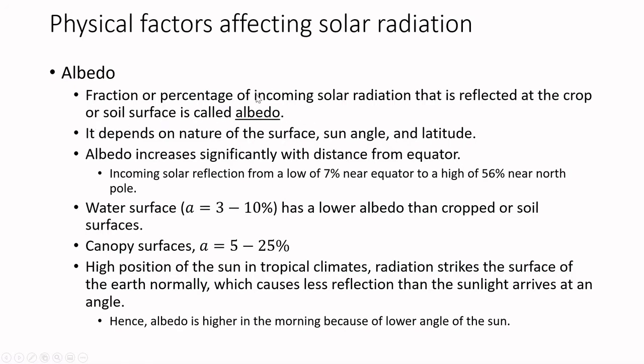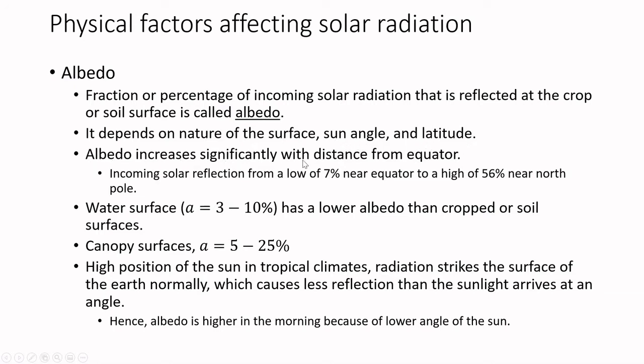So albedo is about sunlight from the sun that is reflected back from the surface of the earth, okay? So this is called albedo. The fraction or percentage of incoming solar radiation that is reflected at the crop or soil surface is called albedo, okay? So it depends on the nature of the surface, sun angle, and latitude, okay?